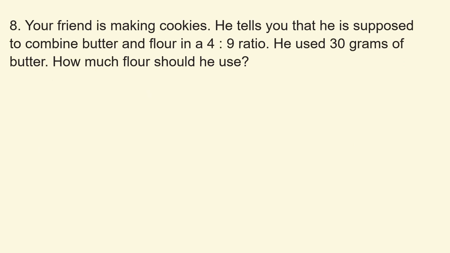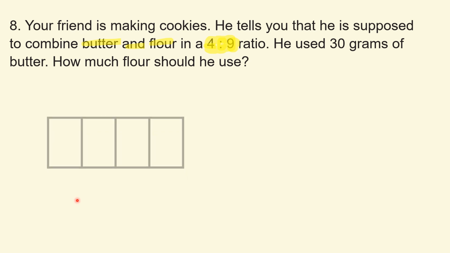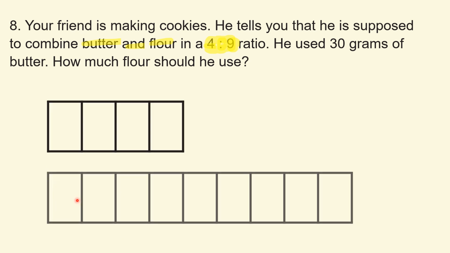All right, last problem. Your friend is making cookies. He tells you that he is supposed to combine butter and flour in a 4:9 ratio. He used 30 grams of butter. How much flour should he use? All right, so let's look at our ratio. All right, so butter to flour is 4:9. All right, so for every 4 grams of butter, he's supposed to use 9 grams of flour.